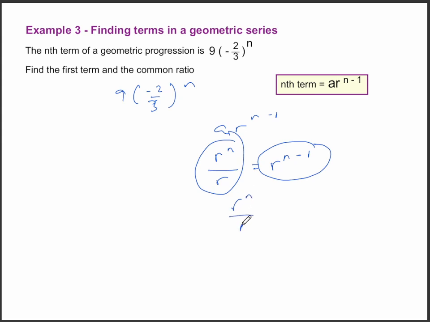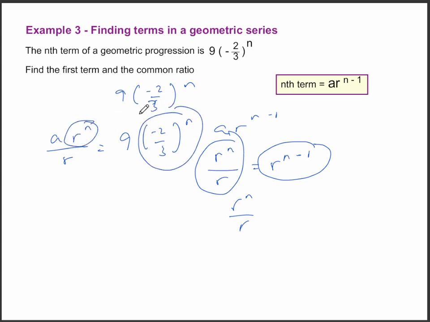r power n over r. So we can write this as a r power n over r, and that should be the same as 9 times negative 2 over 3 power n. From that we will get that negative 2 over 3 power n, we can compare it to r power n. So r will equal negative 2 over 3.